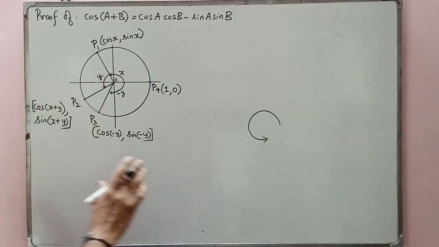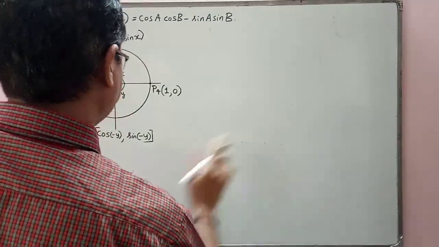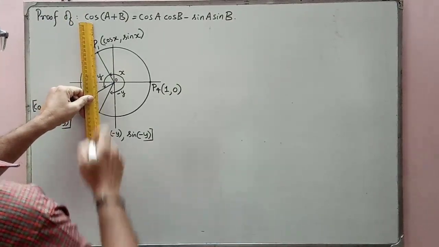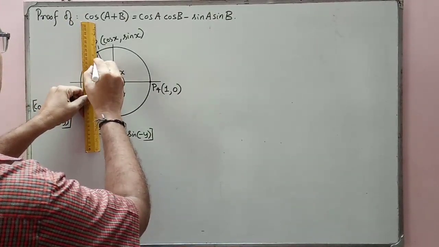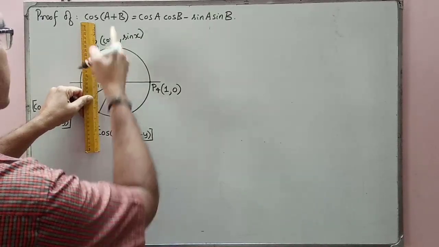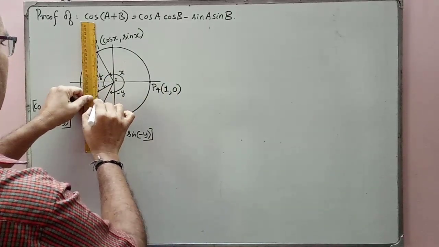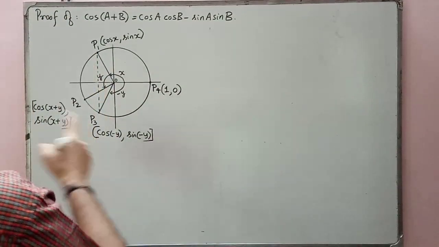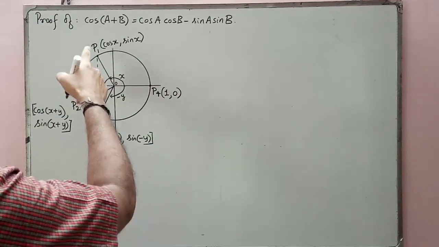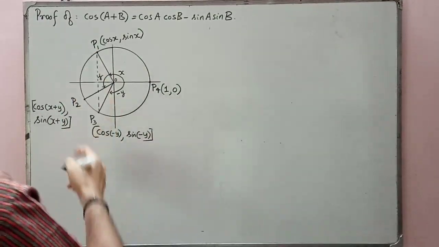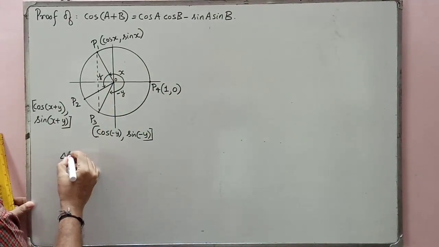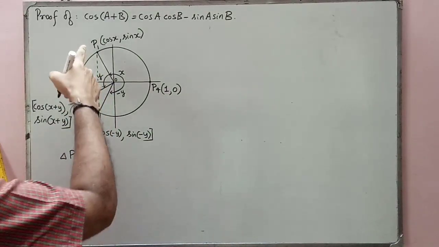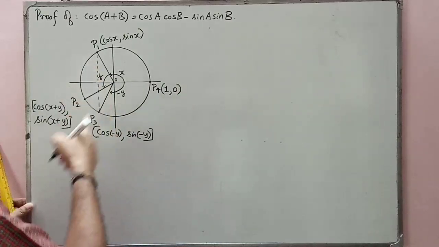So knowing these ideas, we'll go for the next step. We will join P1 and P3. These are all required to prove this cos of a plus b. Okay, children. Now I have joined P1 and P3. Now look into the triangle. Can you see one triangle? The triangle P1, O, P3. Can you see that clearly? P1, O, P3. This triangle.